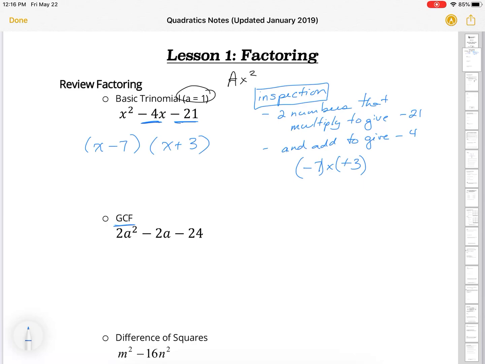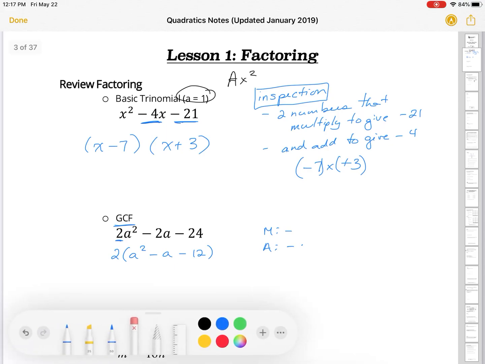Now, also we want to think about greatest common factor. If I have a trinomial that is not just a basic trinomial, there is a factor in front of the first term. First thing I want to do is look and see, can I factor out a greatest common factor? And in this case, yes, I can. So 2a squared minus a minus 12.